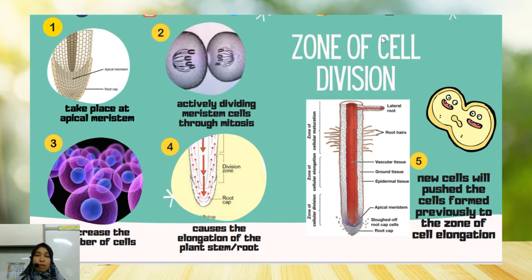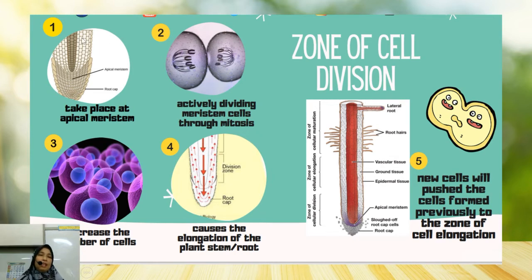First, we go to what happens at the zone of cell division. Again, this is the structure of the root tips. Here is the root cap, and here is the location of the apical meristem. This part is the zone of cell division, here is the zone of cell elongation, and here is the zone of cell differentiation.